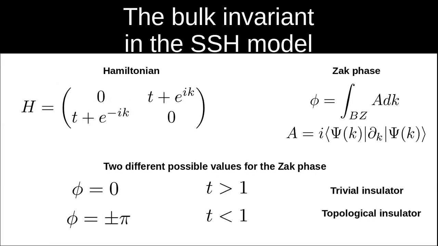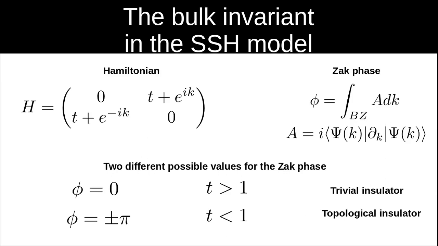And you can actually do this integral very easily. And you can easily show that if t is bigger than 1, then the phase doesn't wind around the origin, and the Berry phase that you get at the end is 0. So this is essentially a trivial insulator, whereas if t is smaller than 1, then the phase winds around the origin just once, and you get a topological insulator. And in particular, you get a Berry phase that is plus minus pi.